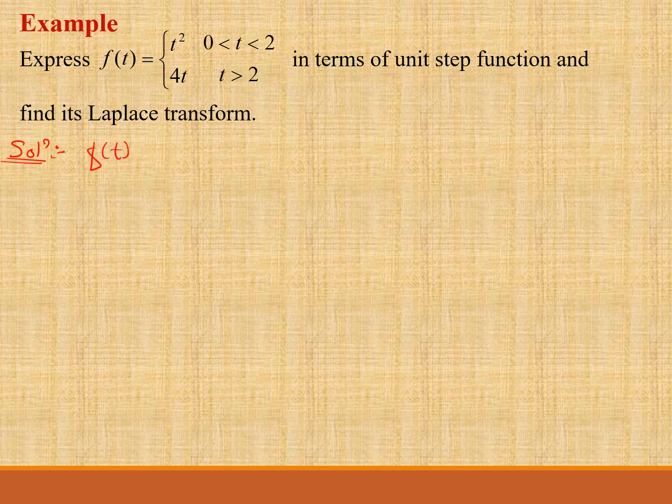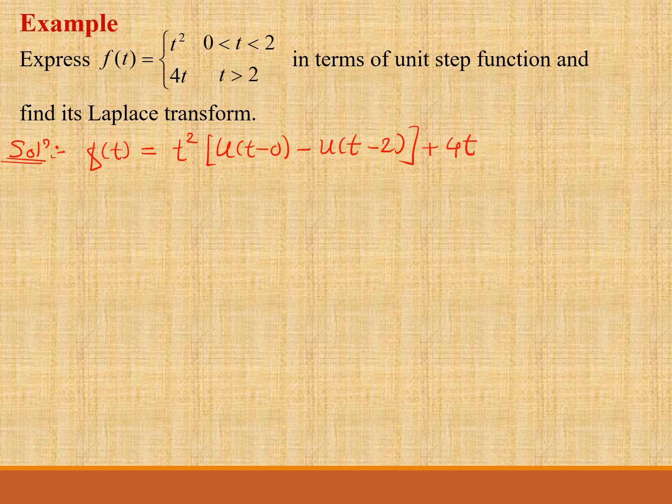So for that, f of t is equal to t square into u of t minus 0 minus u of t minus 2. That is the value of the function in the first interval, that is t square into u of t minus lower bound minus u of t minus upper bound. So u of t minus 0 minus u of t minus 2.